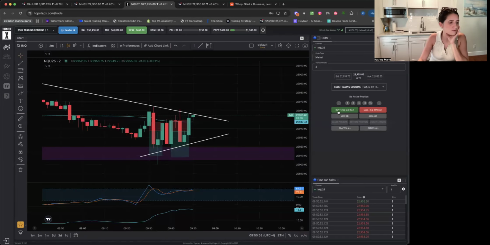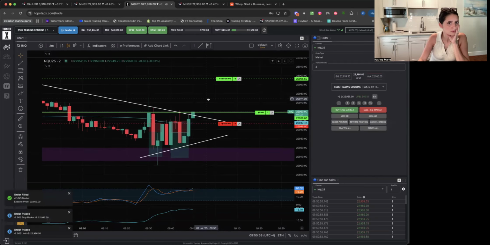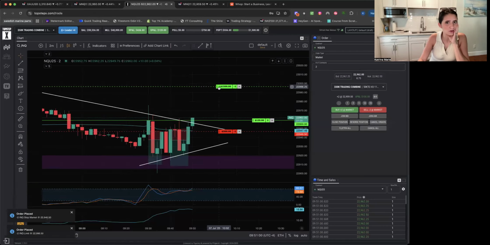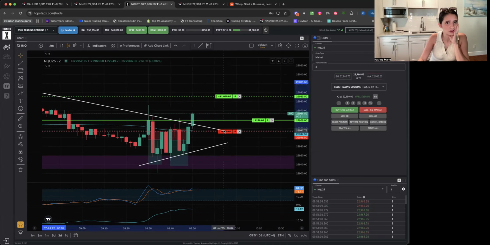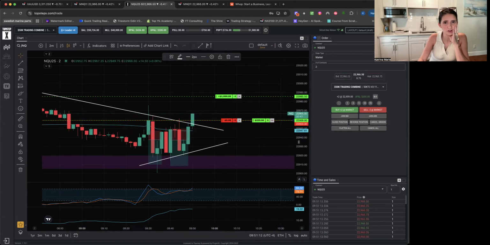So I'm just waiting. Order filled. Now that we did leave a wick on the other side, I'm looking for roughly $1,000. I am going to pull to break even here, to secure.